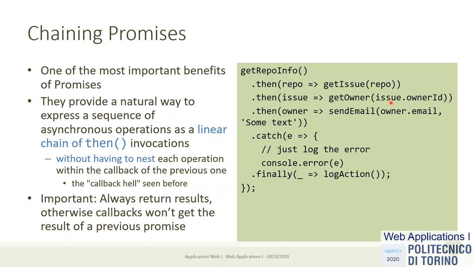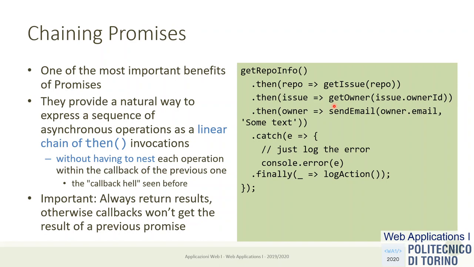And this issue is used to make a second call to get the owner. And once you have the owner, that is the return value of this function that will be turned into a promise. When this promise is fulfilled, then the parameter owner will be used as parameter to the second callback, and so on. So you see that we are executing a series of asynchronous functions, one after the other, and each one of them is just chained to the fulfillment of the previous one.